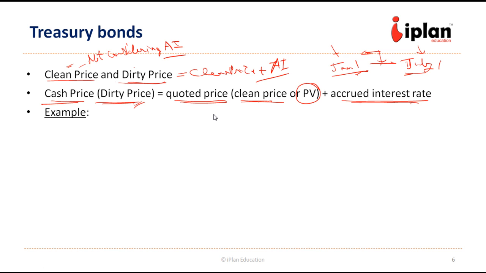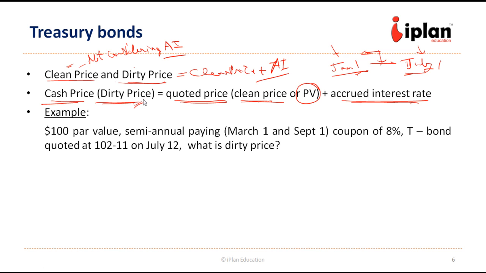Let us take an example here. Suppose there is a $100 par value bond which is paying semi-annually. So these are the dates, March 1st and September 1st, where the coupon payments are made. Coupon rate is 8%, and this treasury bond is quoted at 102-11 on July 12. So we need to find out what is the dirty price.